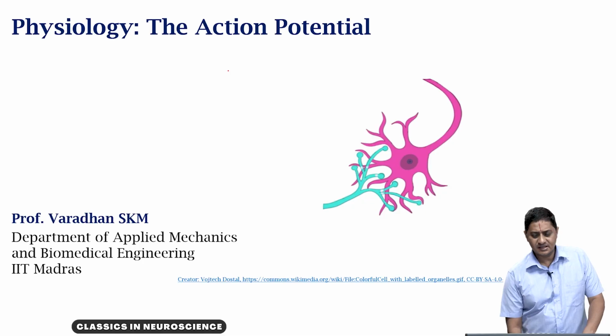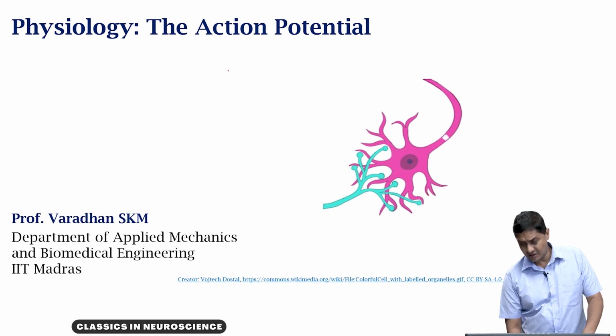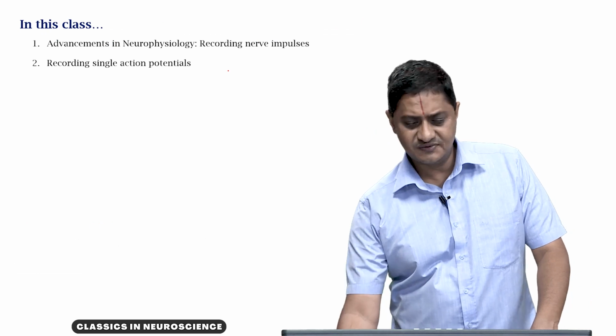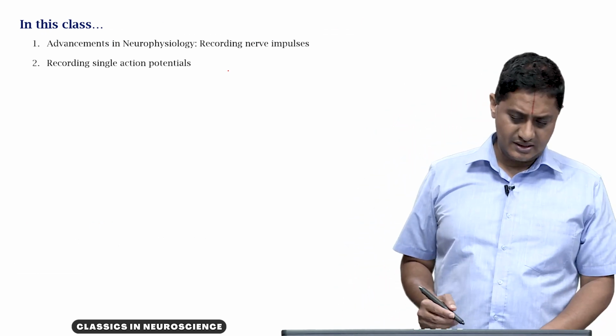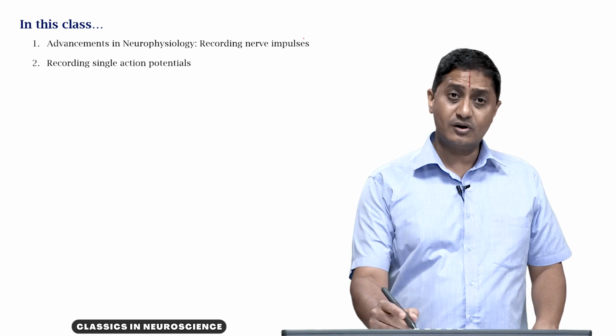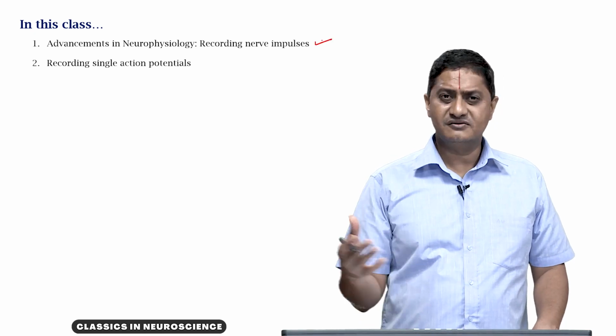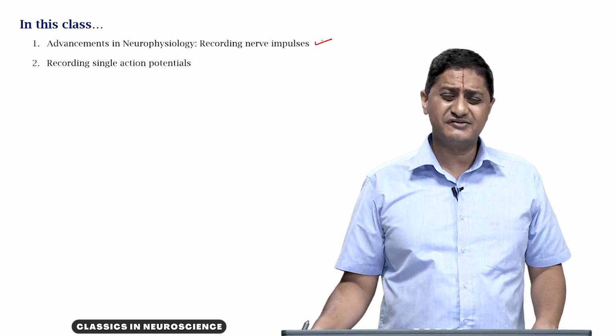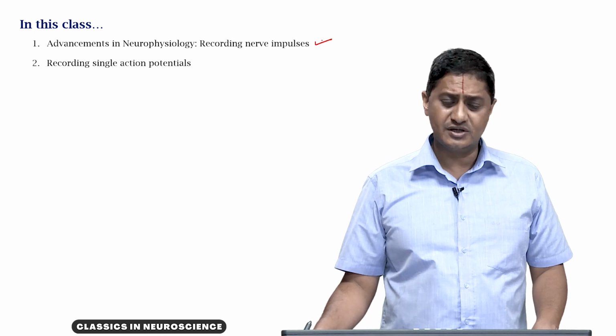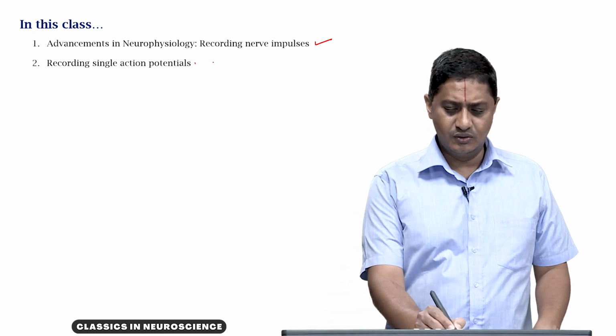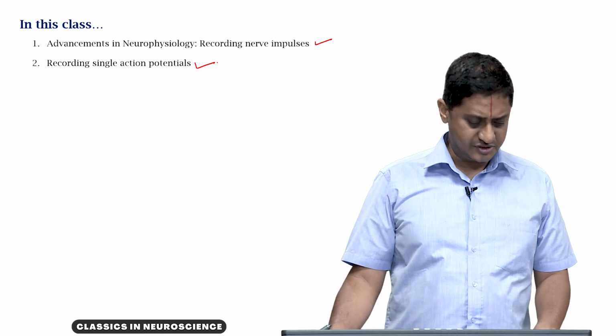We started looking at the physiology of the action potential, or how nerve impulses travel through a neuron. In this video, we will look at how nerve impulses were being recorded. First records of nerve impulses or neuronal action potentials, and how to record single action potentials.